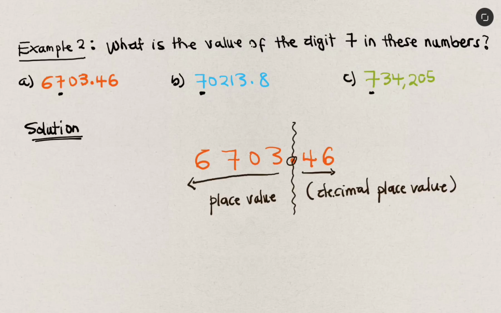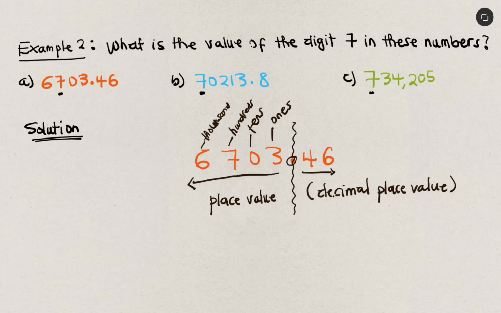So as always, the first number before the decimal point, this one, is our ones, not the 6 over here. Because of the dot, you don't start from the 6, you start from the number before the dot. So this is the ones, this is our tens, this is our hundreds, and then this is our thousand. The 6 is our thousand.